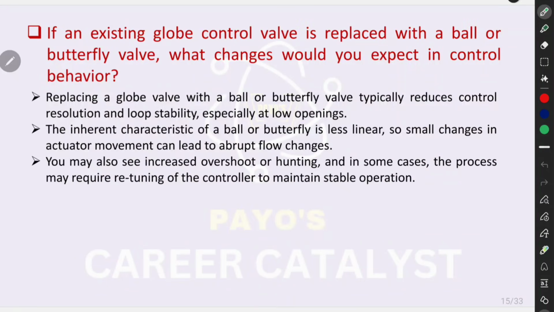If an existing globe control valve is replaced with a ball or butterfly valve, what changes would you expect in control behavior? Replacing a globe valve with a ball or butterfly valve typically reduces control resolution and loop stability, especially at low openings. The inherent characteristic of a ball valve or butterfly valve is less linear, so small changes in actuator movement can lead to abrupt flow changes. You may also see increased overshoot or hunting, and in some cases, the process may require retuning of the controller to maintain stable operation.